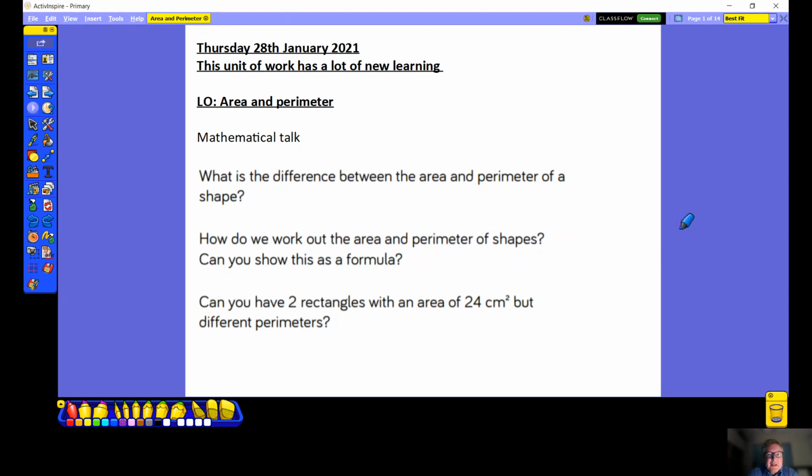As we go through this unit, it does contain a lot of new learning and picking up on learning that you've missed in the past. Let's start with some mathematical talk as part of our review. So we've got 3 questions here. I'd like you to read through each of them and attempt to answer them with any knowledge that you can recall from your previous work in area and perimeter. So pause the video and have a think and jot those down.